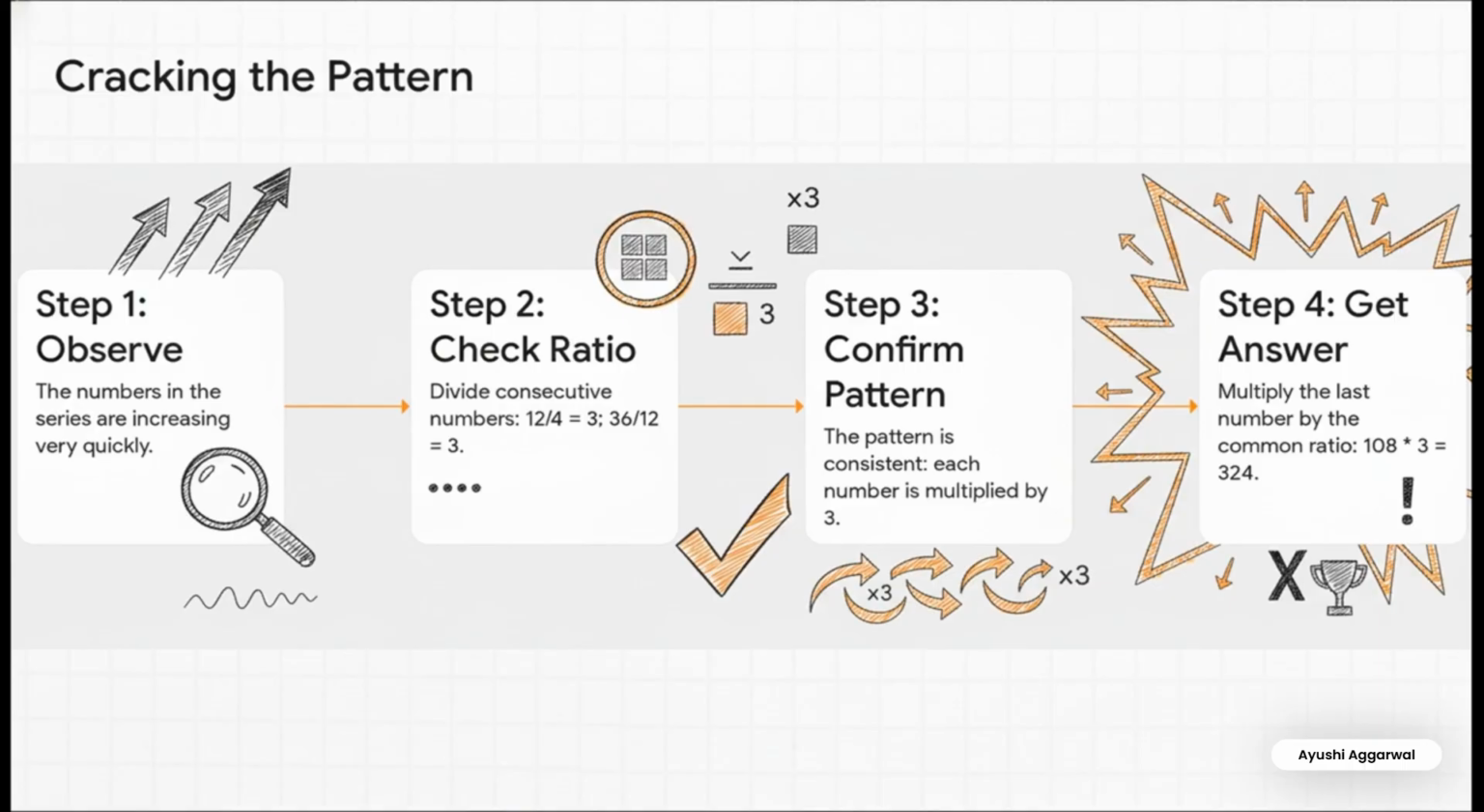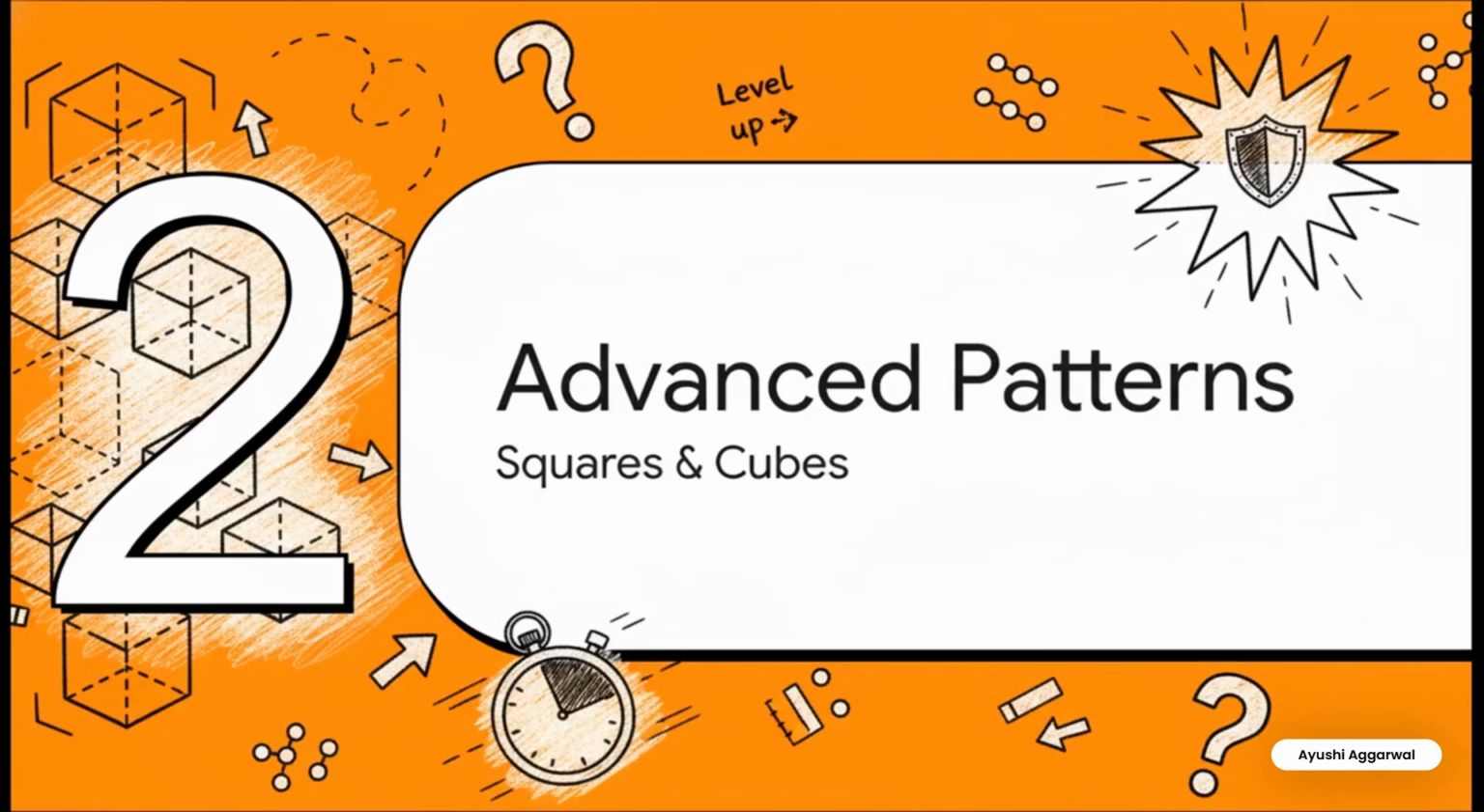The big clue here was how fast those numbers were jumping up. So instead of subtracting, let's try dividing. What's 12 divided by 4? It's 3. And 36 divided by 12? That's also 3. Bingo! We found it. The pattern is simply multiply by 3. So all we have to do is multiply the last number, 108, by 3, which gives us 324. And we're done. All right, time to level up, guys.